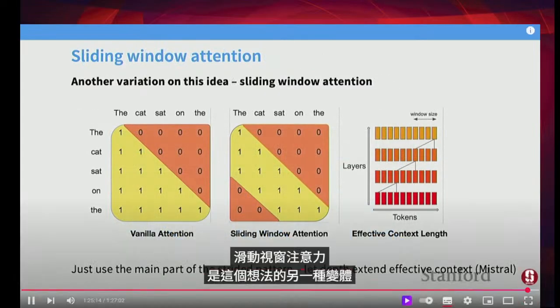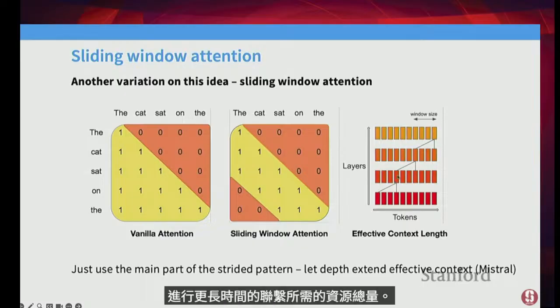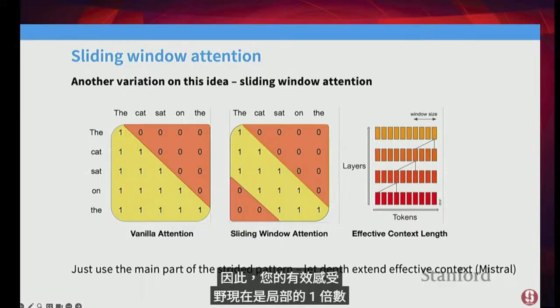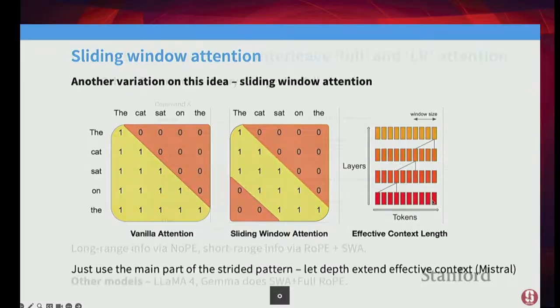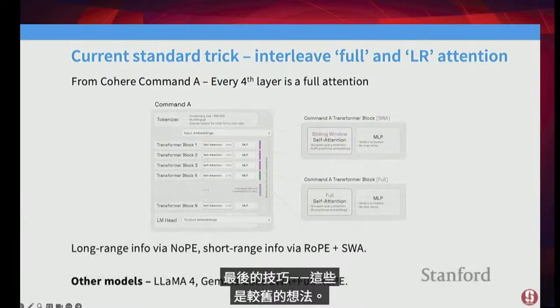Sliding window attention is another variant of this idea where, at each layer, you only pay attention to a small region around your current position. This also controls the total amount of resources you need in order to do longer context. So your effective receptive field is now the local window times the number of layers.